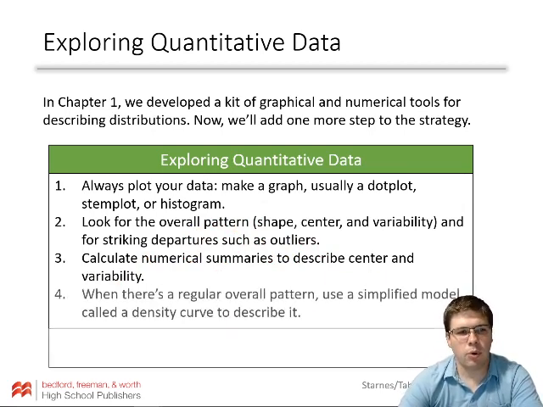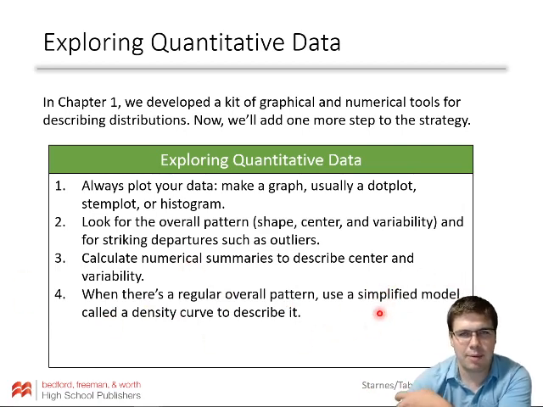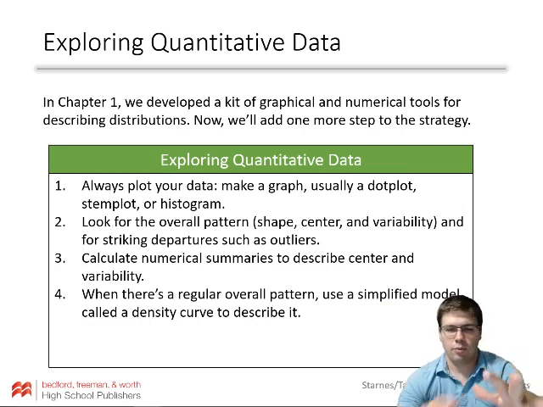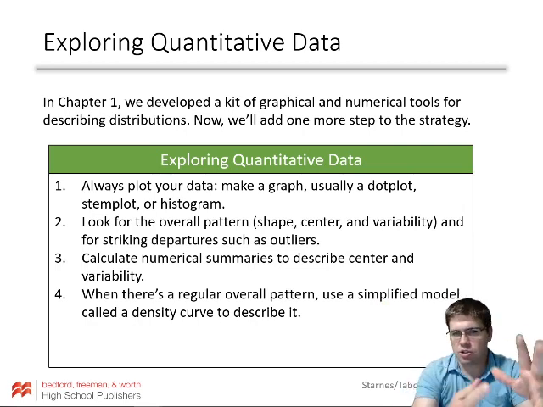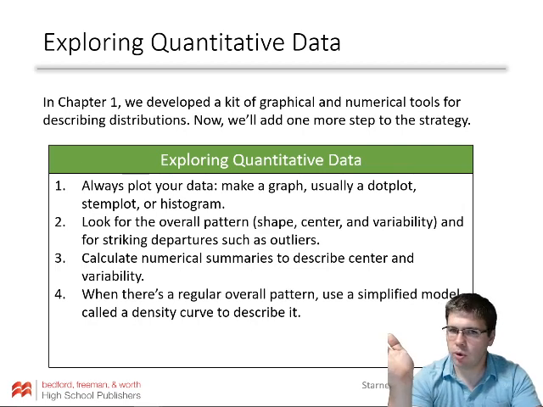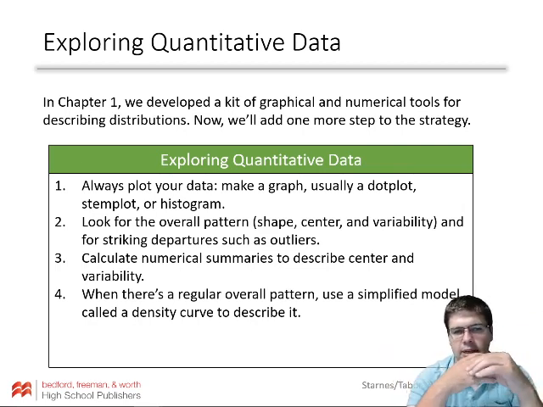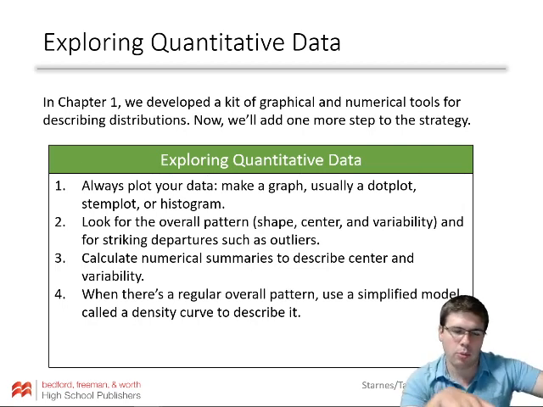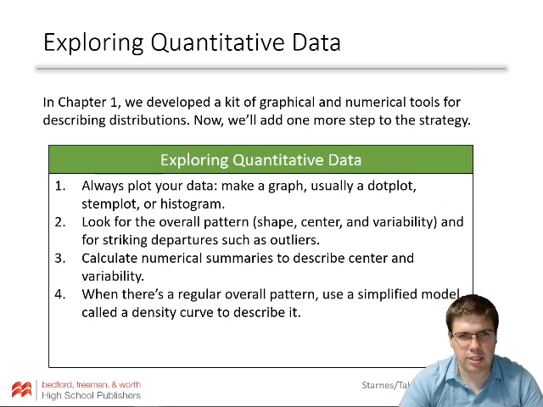So we're going to add one more step to this. When there's a regular overall pattern, we can use a simplified model called a density curve to describe it. So certain data sets, we'll jump ahead here, maybe look like they follow this really nice bell-shaped curve, and we'll be able to assess whether a particular curve, like the normal curve, is fitting. We'll look at what that curve is in a little bit and see if a data set does fit that normal distribution that we see pop up so much in different things that we study.